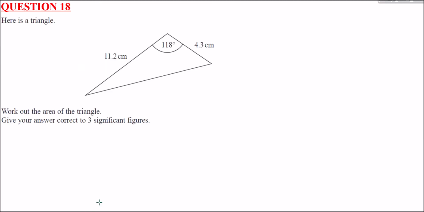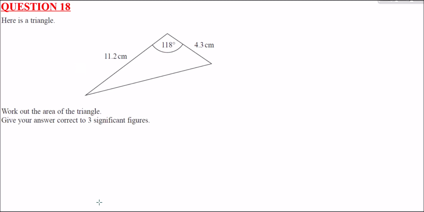Question 18, here's a triangle. A very simple question in terms of there's not much writing to it, it's just simply work out the area. Give your answer correct to 3 significant figures. It's not a right angled triangle, so we can't do half base times height. It's one of these things you just need to know and have in your memory for the exam.